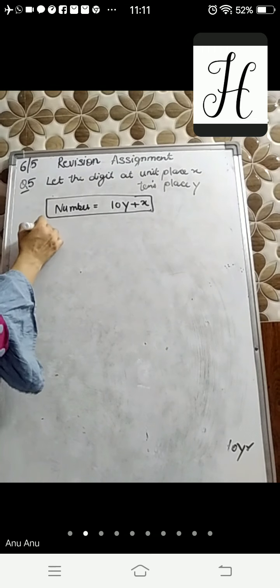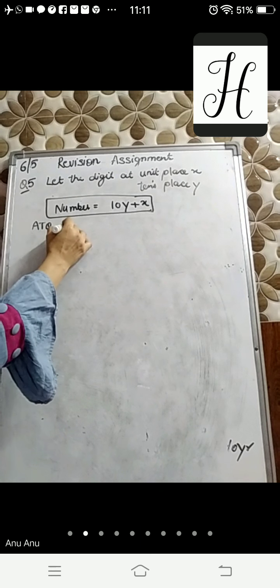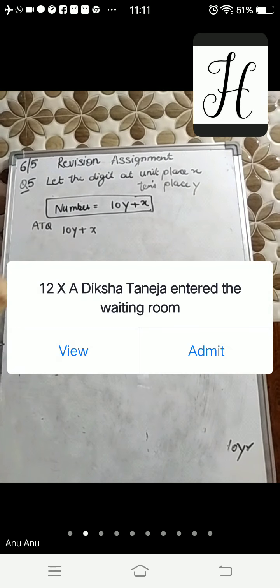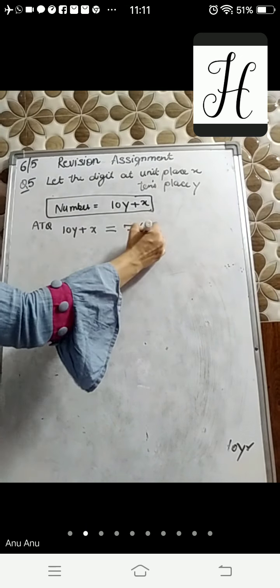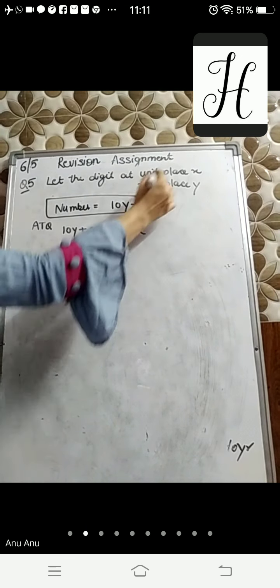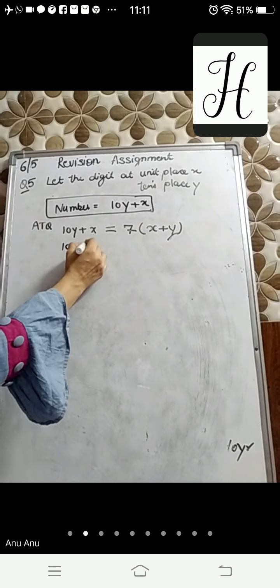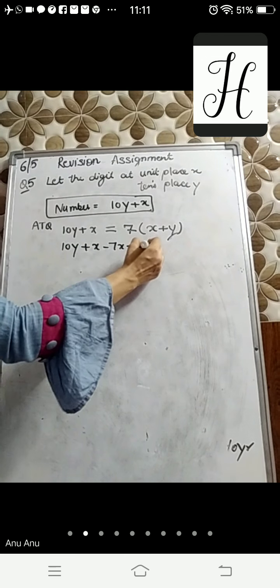So according to the question, the first condition is: a two-digit number is equal to 7 times the sum of the digits, means 7 times (x plus y). Is it okay? Any doubt, beta? Anything you want to ask till these steps to solve this and get the equation in standard form?